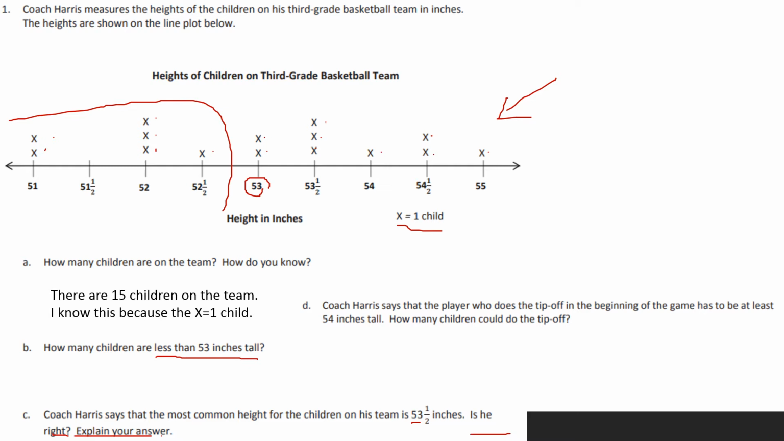And finally, Coach Harris says that the player who does the tip-off at the beginning of the game has to be at least 54 inches tall. So that means 54 or taller. How many children could do this tip-off? And if you look, here is 54 and higher. Use that information that I just gave you to figure this out.